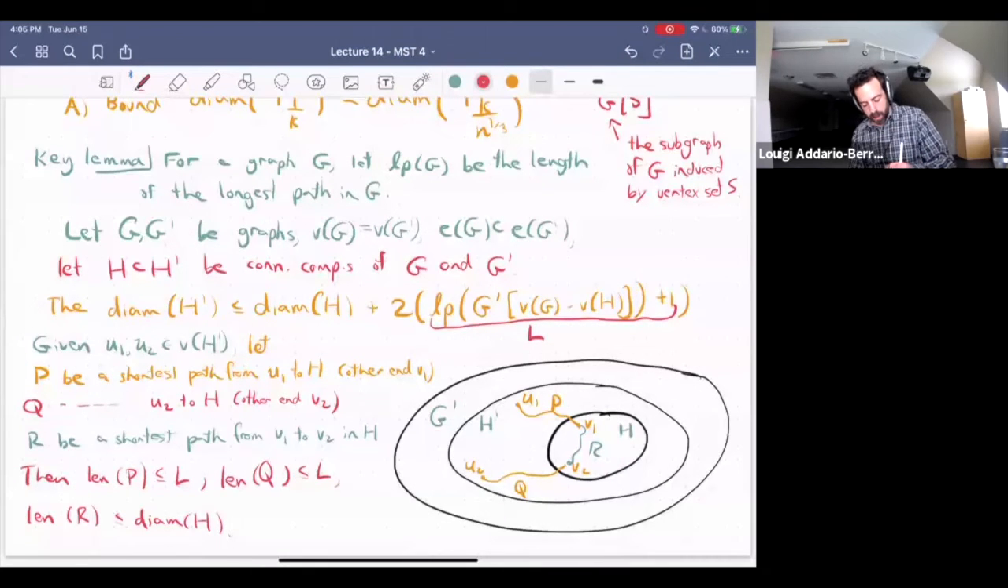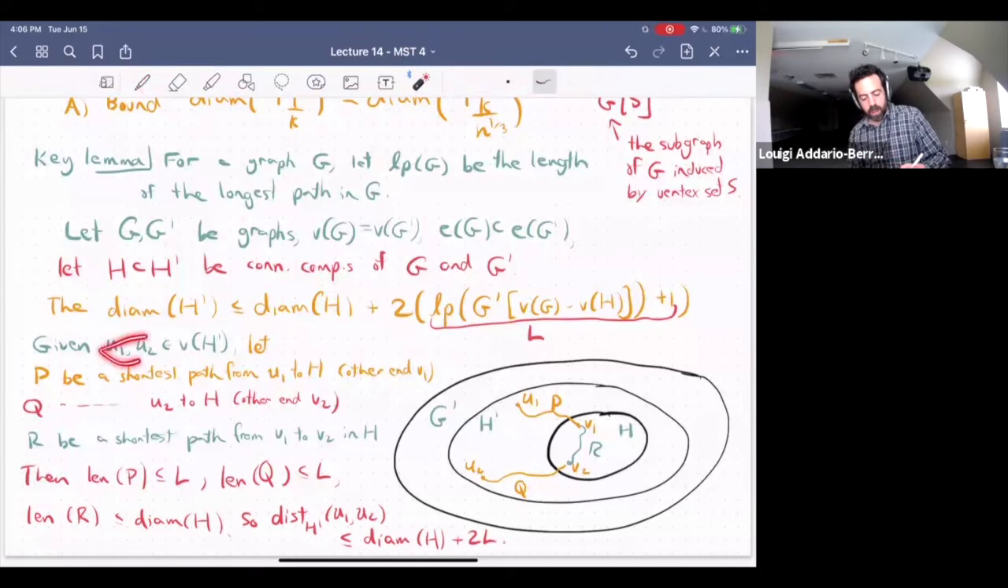So when I put them together, we get that the distance in H prime between U1 and U2 is at most the diameter of H plus 2L. Since that's true for any vertices in H prime, it follows that the diameter of H prime is at most the diameter of H plus 2L, which is the upper bound we were trying to prove. So the names G and G prime and H prime are strategic. We're going to be applying this where H is the largest component in the Erdős-Rényi process, or really its minimum spanning tree, and H prime is the component you get after you've increased the parameter p a little bit. That's how we're going to bound the increase.